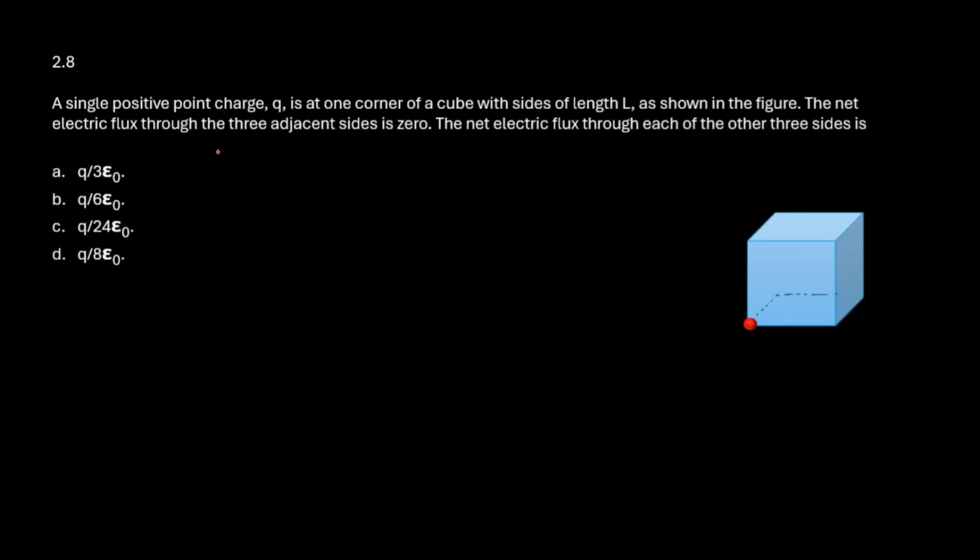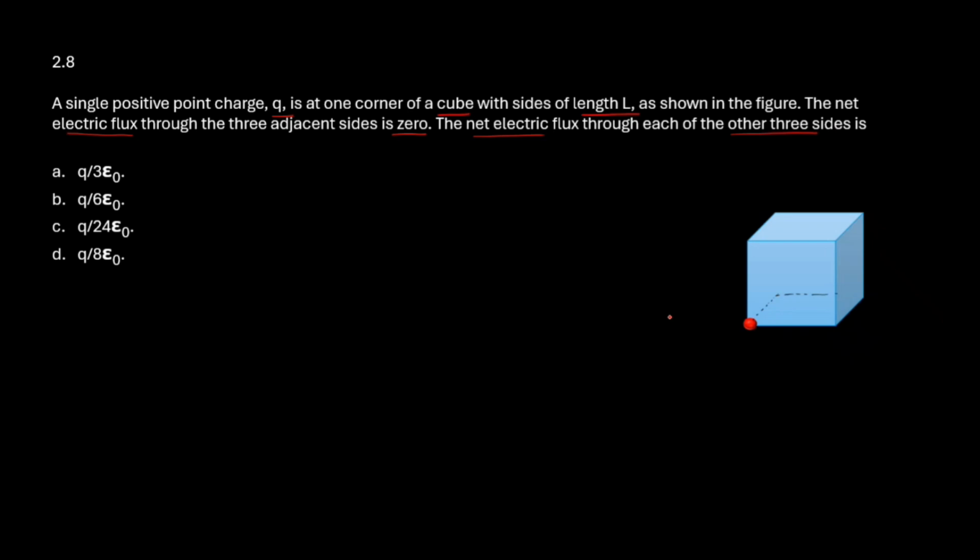Question 2.8. A single positive charge Q is at one corner of a cube with side of length L as shown in the figure. The net electric flux through the three adjacent sides is 0. The net electric flux through each of the other three sides of the cube is what?